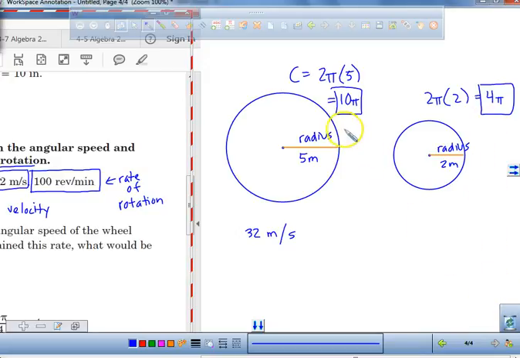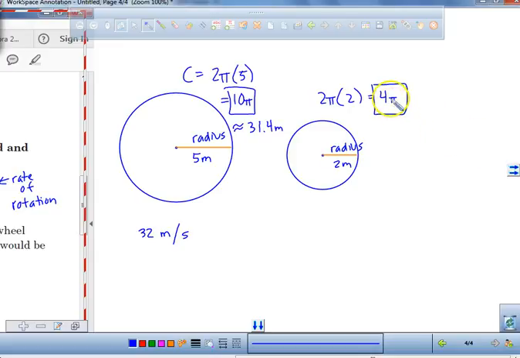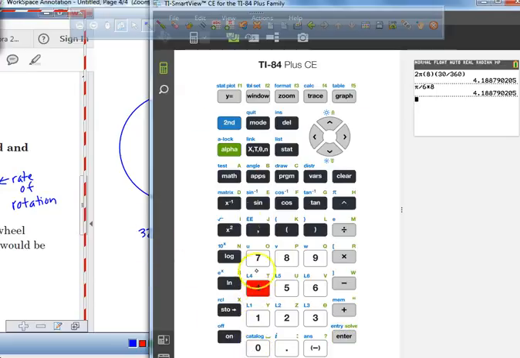So the distance traveled, if I type that in, would be 31.4 meters, right? And this would be what? Let's do 4 times pi. What's 4 pi? Should know this.